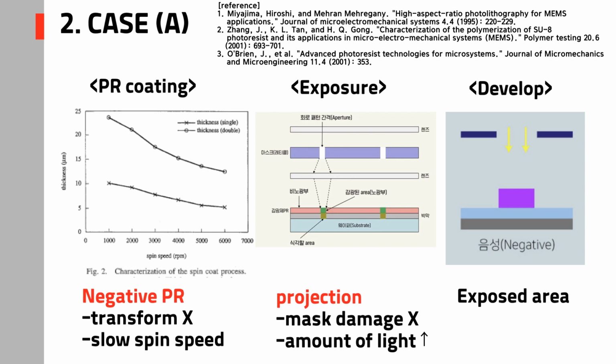In the photolithography process, projection was preferred to overcome the limitations of contact and proximity printing methods. Despite the need for a substantial amount of light due to the thick coating, it avoids mask damage. Ultimately, following the development process, the desired PR model is successfully produced.